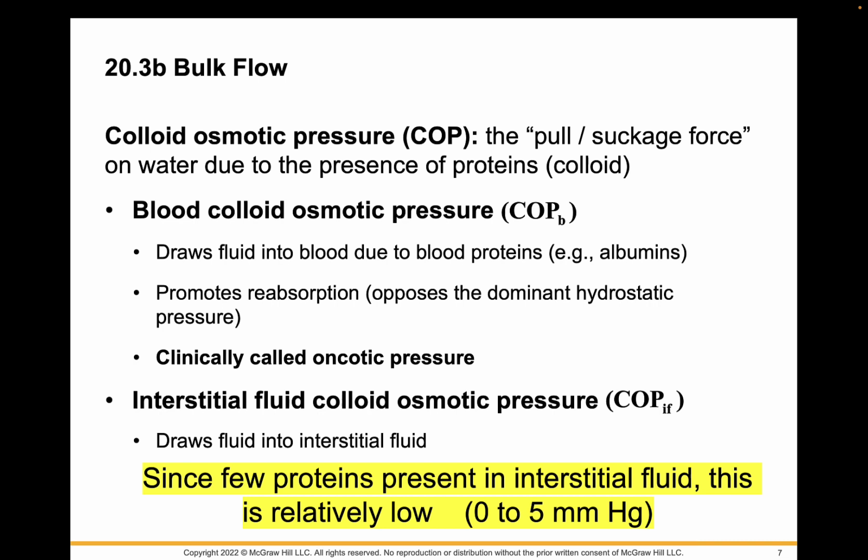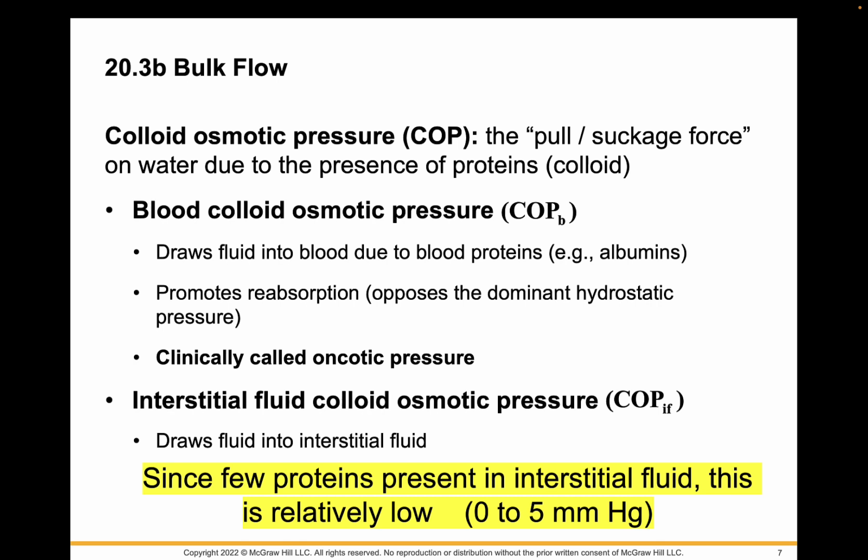Now, the other pressure that we have to address is interstitial fluid colloid osmotic pressure. This is going to be a force that draws fluid into the interstitial fluid. But remember, we don't expect to find proteins in the interstitial fluid, so we're going to think of this as a non-player in a healthy individual.